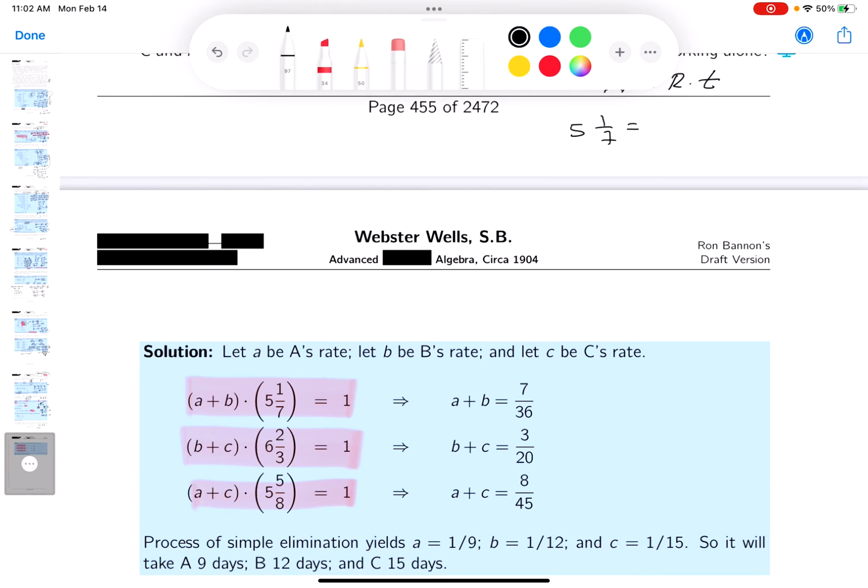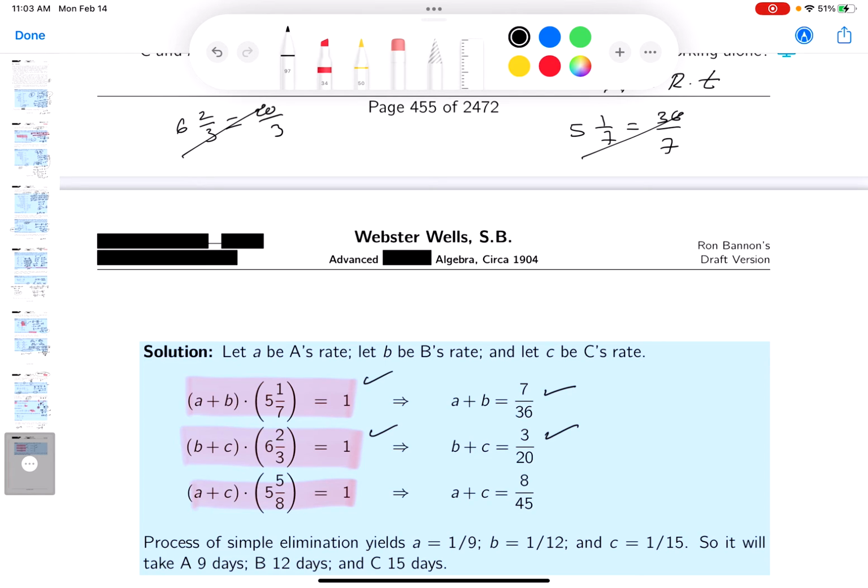And then we'll talk about the next thing I've written down. That's 36/7. So what I did to this equation is multiply both sides by 7/36. And you would get this equation over here. All right? That's done. 6 2/3. Well, 3 times 6 is 18, 19, 20. 20/3. So I would take this equation and multiply both sides by 3/20. That's where this is coming from. All right? This is done.